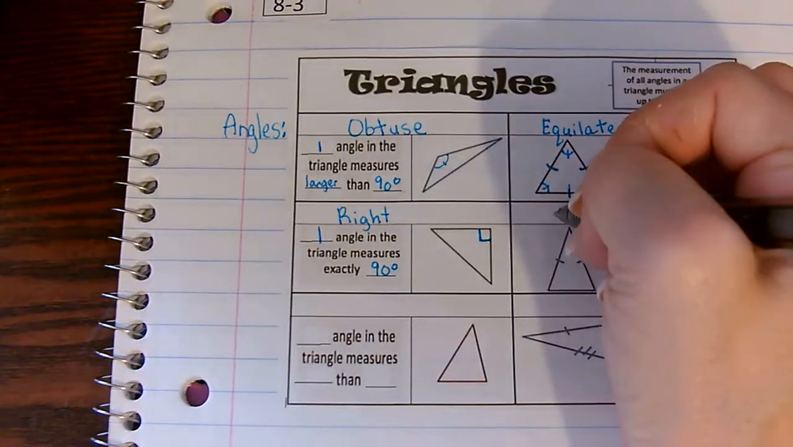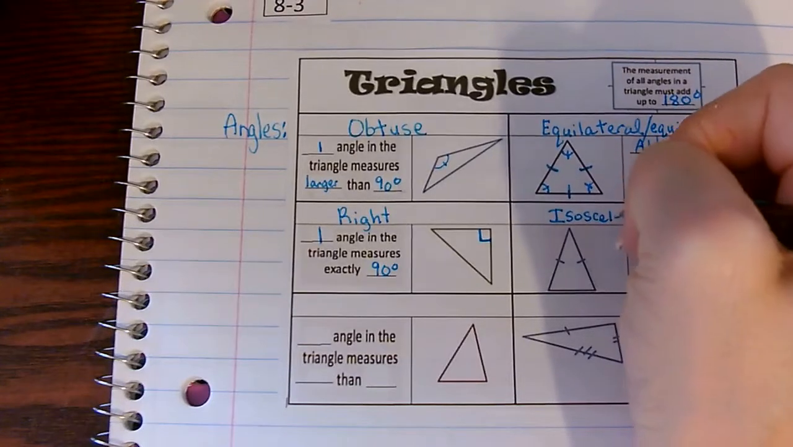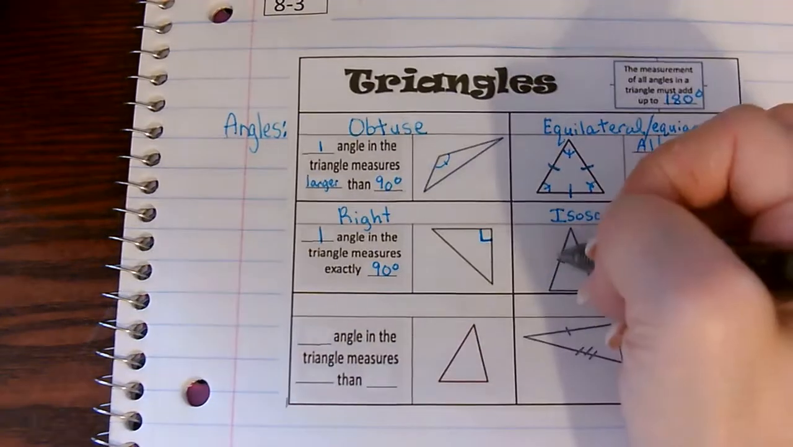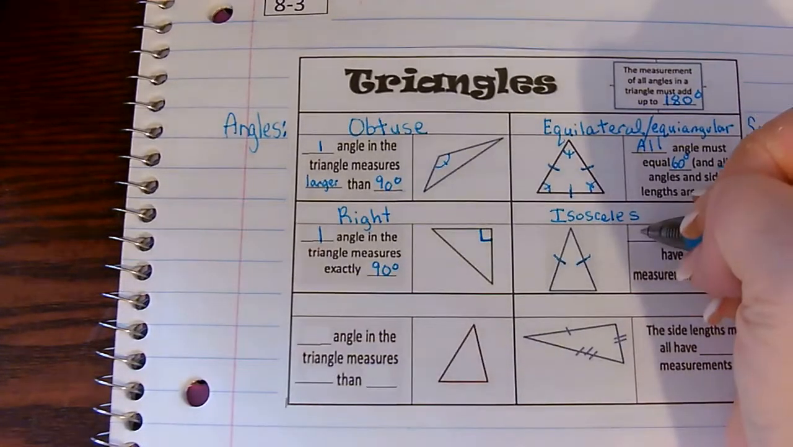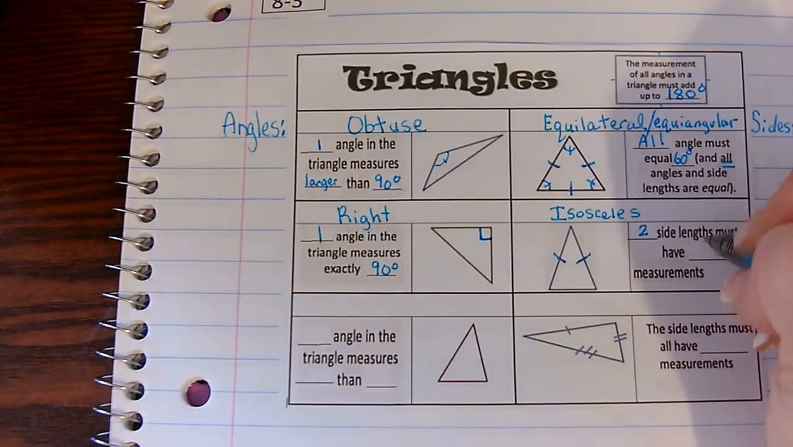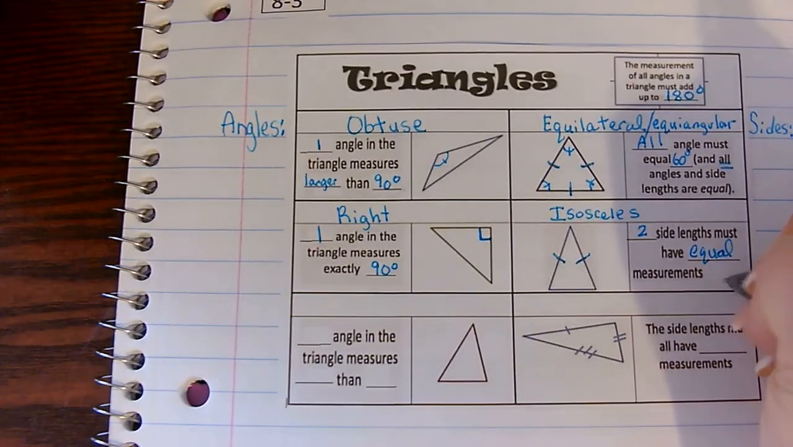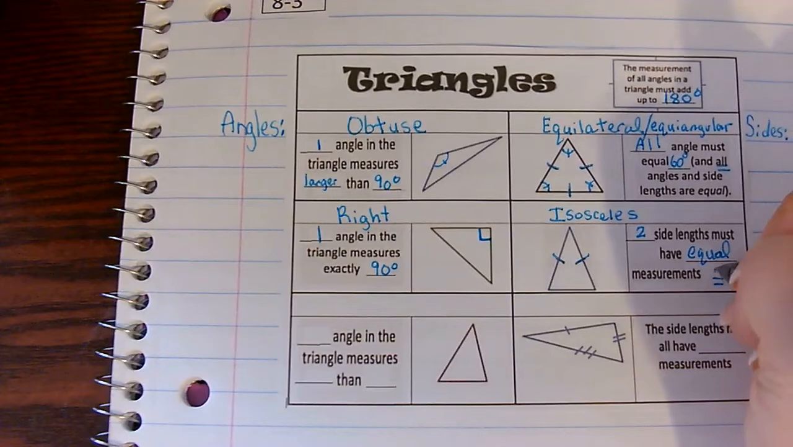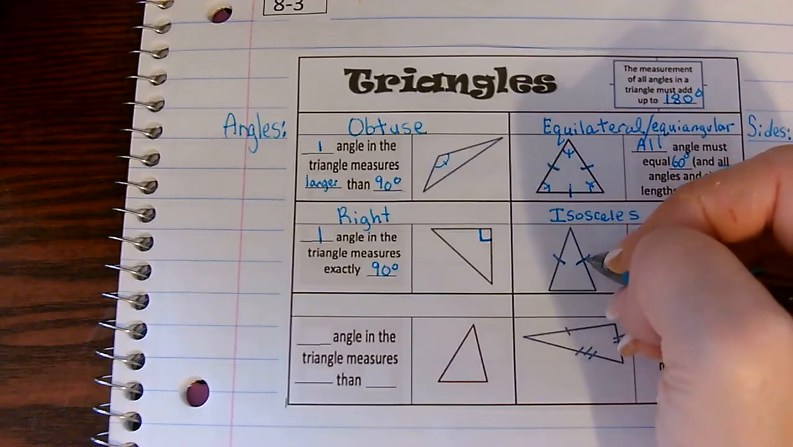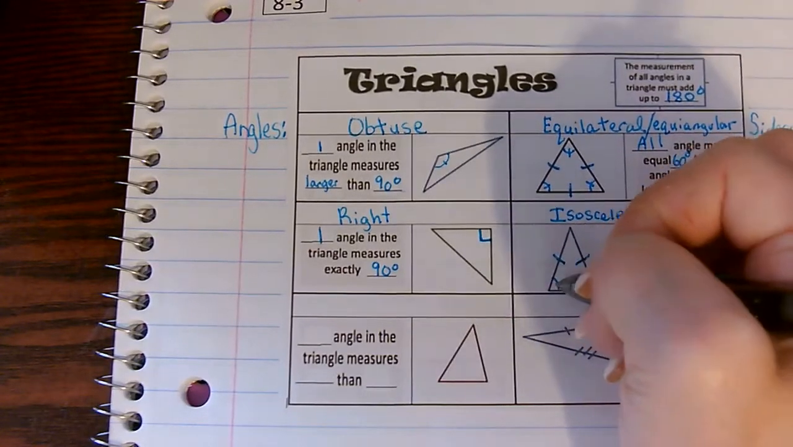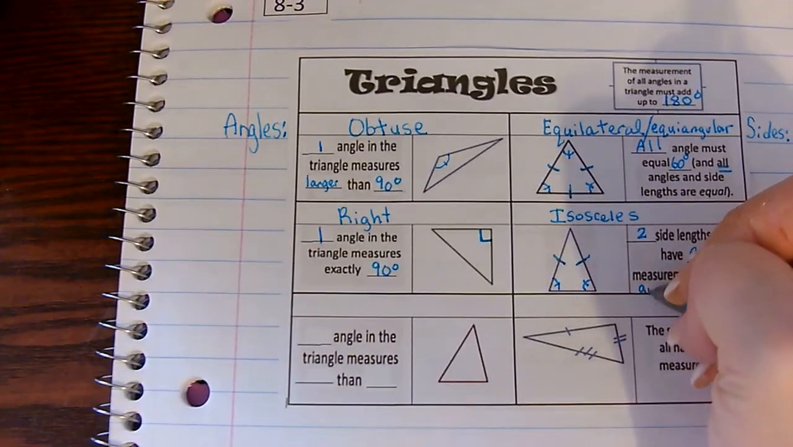Over here, this one can be referred to as the isosceles triangle. There are two marks here and here because in this case, two side lengths must have equal measurements, and that's known as congruent. And that also means that if they have two measures here that are the same, then down here these two angles would also have the same measure, so they would also have two congruent angles.